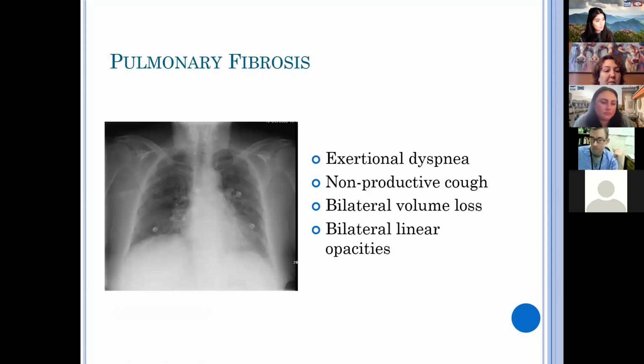We can also see pulmonary fibrosis on chest X-rays. These patients usually present with exertional dyspnea, a non-productive cough. They usually have equal and bilateral volume loss, and then linear opacities bilaterally. You can see some of these areas here in the lung show some scarring or fibrosis. Usually it's at the bases of the lung first where we tend to see this.